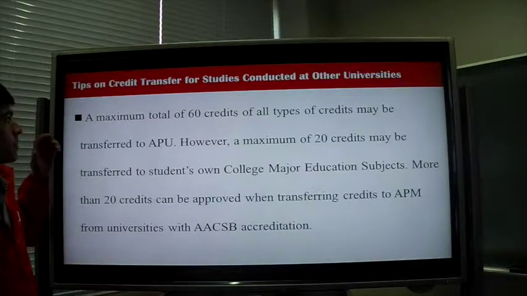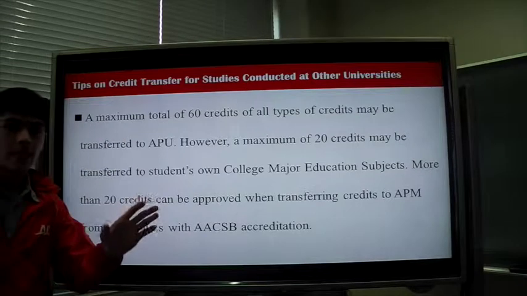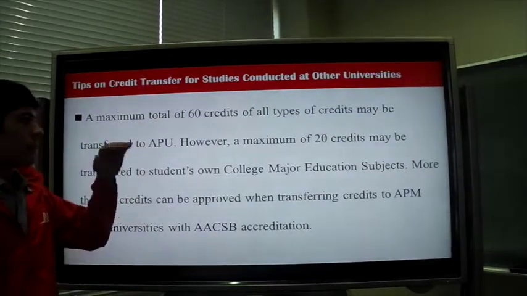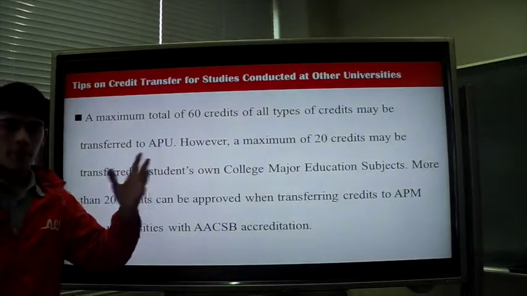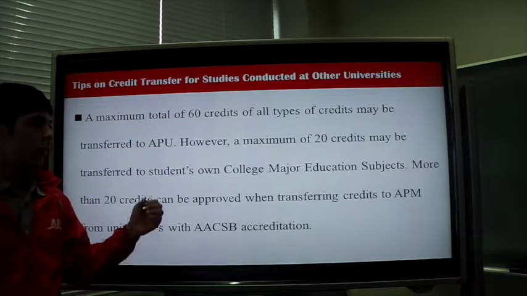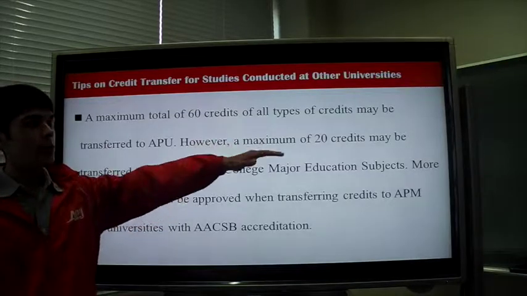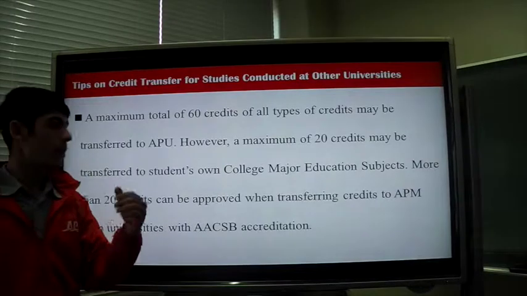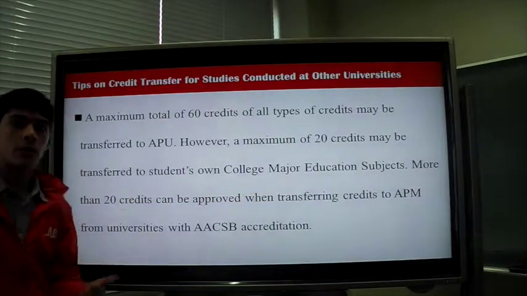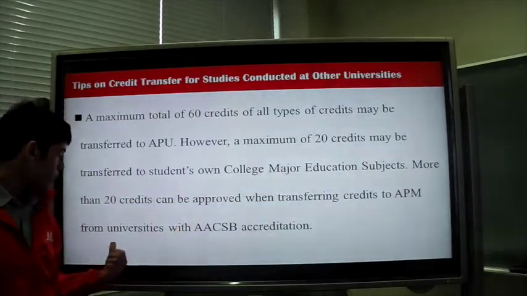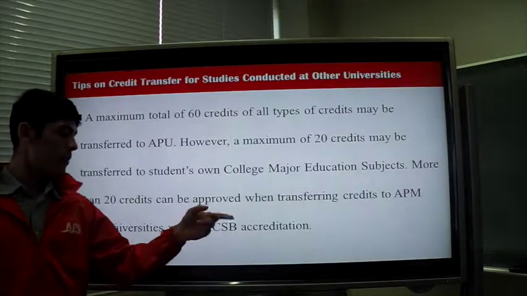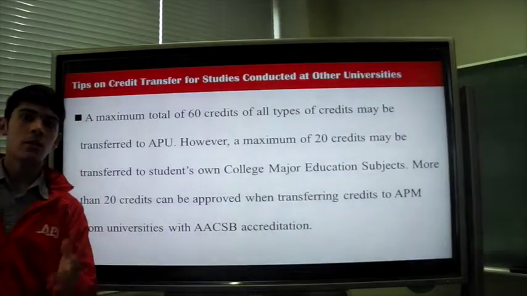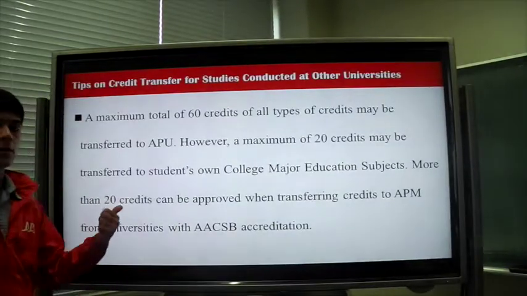The next is the total number of credits which you can transfer is only up to 60. And for major credits, you can transfer only up to 20 credits. However, for APM students, if you obtain the credits from a university with AACSB accreditation, you can transfer more than 20 major credits.